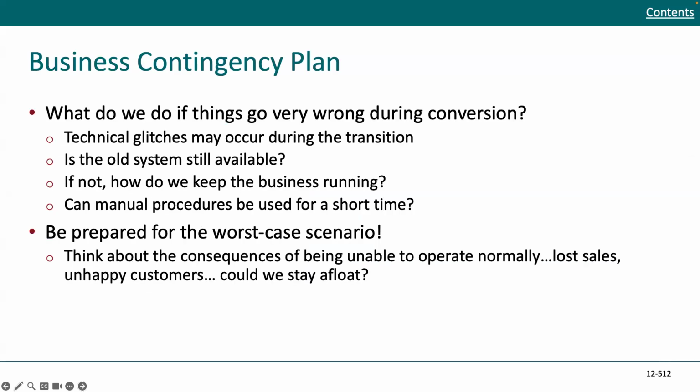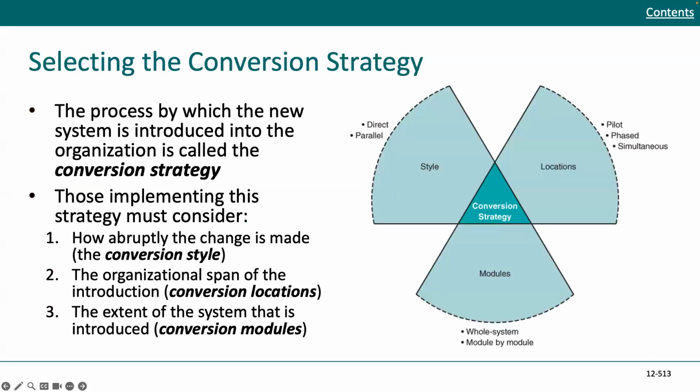So you want to have a business contingency plan. What do you do if things go very wrong during the conversion? Technical glitches may occur during the transition, so we want to be ready for that. Is the old system still available? If not, how can we keep the business running? And can manual procedures be used for a short period of time? So getting answers to those questions will be very important. You want to be prepared for the worst case scenario. Think about the consequences of being unable to operate normally. That would mean loss of sales, unhappy customers, and who could stay afloat in that kind of situation. So you want to be thinking about the conversion strategy.